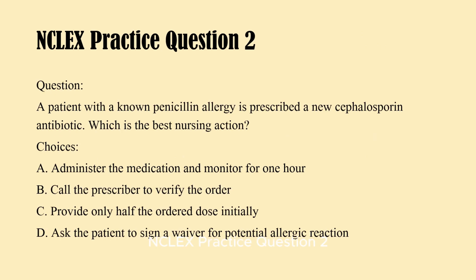NCLEX practice. Question 2. A patient with a known penicillin allergy is prescribed a cephalosporin antibiotic. Which is the best nursing action? A. Administer the medication and monitor for 1 hour. B. Call the prescriber to verify the order. C. Provide only half the ordered dose initially. D. Ask the patient to sign a waiver for potential allergic reaction.